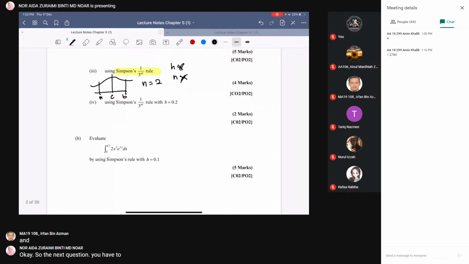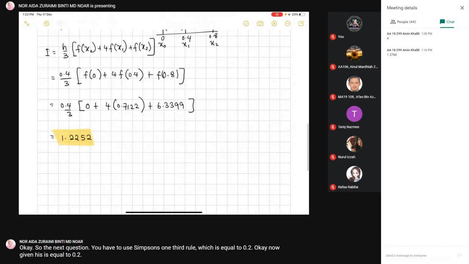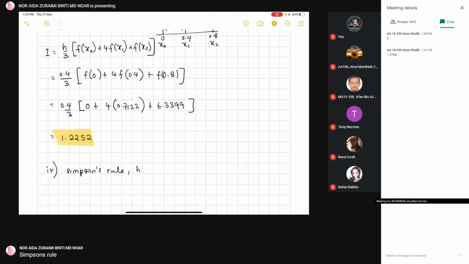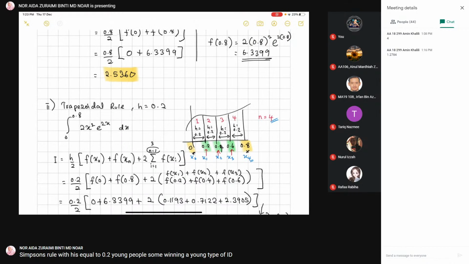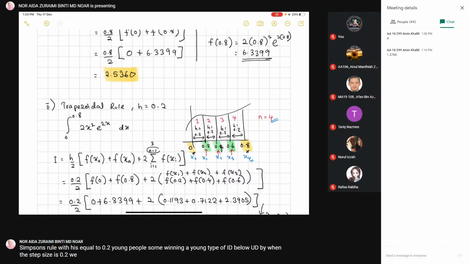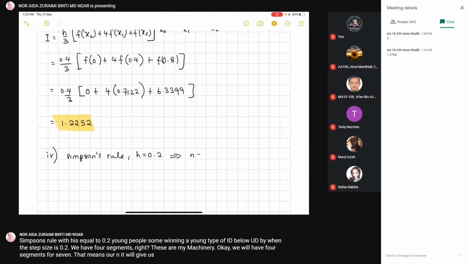So the next question, number 4. You have to use Simpson's one-third rule with h equal to 0.2. Yang ni pun sama dengan yang trapezoidal tadi. When the step size is 0.2, we have 4 segments, right? That means our n equal to 4. Okay, so we refer to the formula.